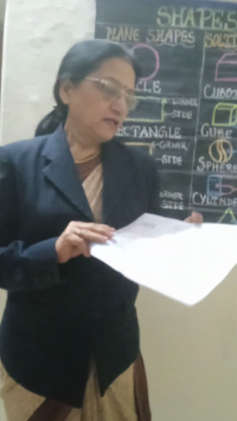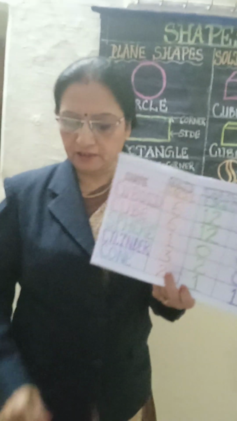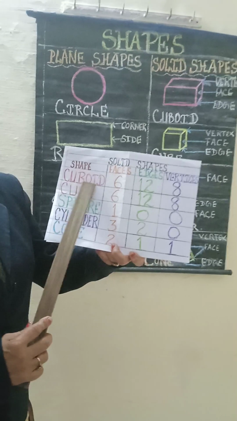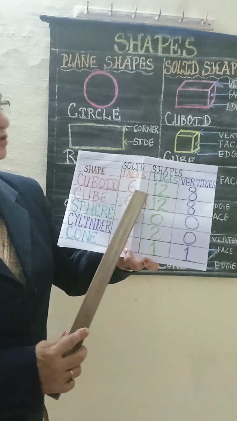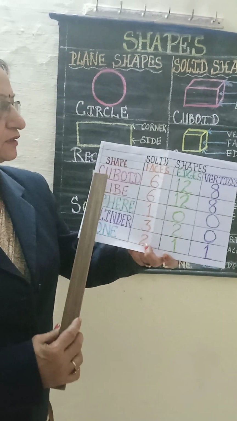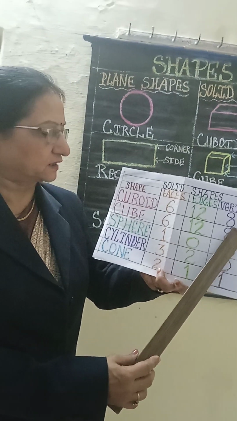Understood? Now let us revise again. How many faces, edges and vertices are there in the solid shapes? Now first one is cuboid. In the cuboid, 6 faces are there, 12 edges are there and 8 vertices are there. Same in the cube: 6 faces, 12 edges and 8 vertices are there.